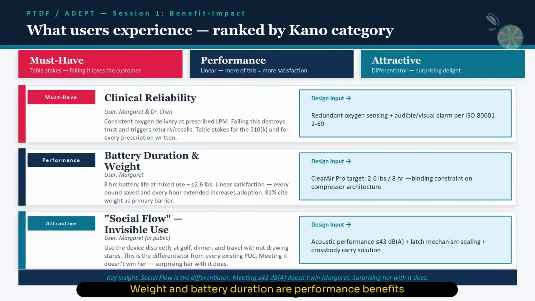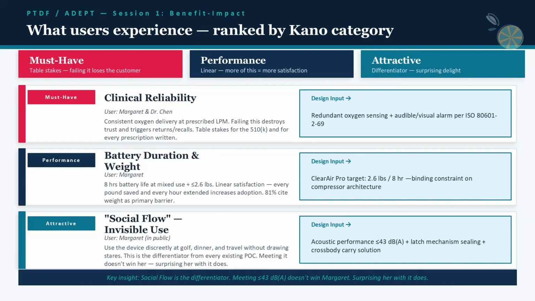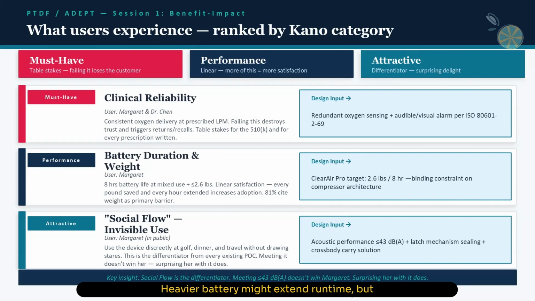Weight and battery duration are performance benefits for Margaret, and the team treated them as paired. The heavier battery might extend runtime, but it also pushes against the weight threshold. Every decision about one moves the other, linear trade-off and quantifiable.